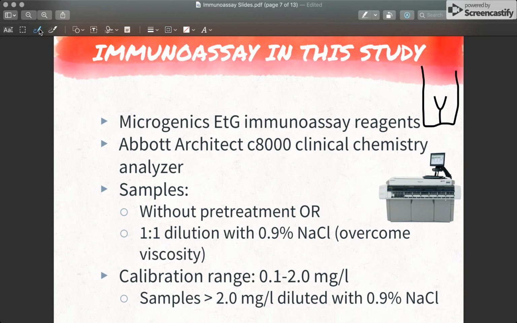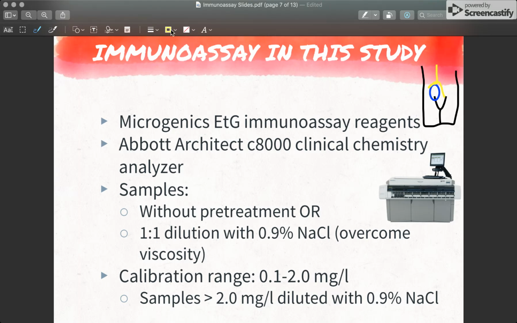So let's say I fill this up with my sample, my vitreous humor sample, and it's got ethanol in it. The ethanol is going to bind specifically to this antibody, and that is how it's going to hook. Then you're going to add another antibody in, and that's going to bind specifically to that ETG, like that. And then you're going to add a colorogenic enzyme, and that's going to change the color of the solution once it detects.